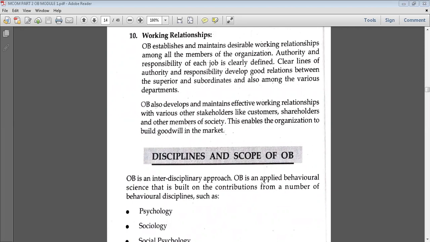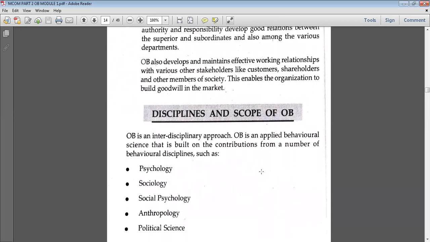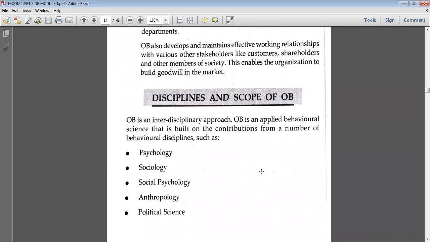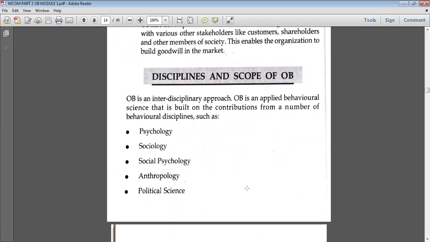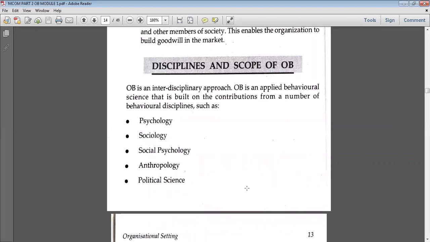Now, disciplines and scope of OB. I have already told that OB is an interdisciplinary subject, or a multidisciplinary subject. It means it has contributions from a variety of other areas as well. Like, as I told you, psychology, sociology, social psychology, anthropology, political science. OB consists of many elements or contents which come from various other disciplines.